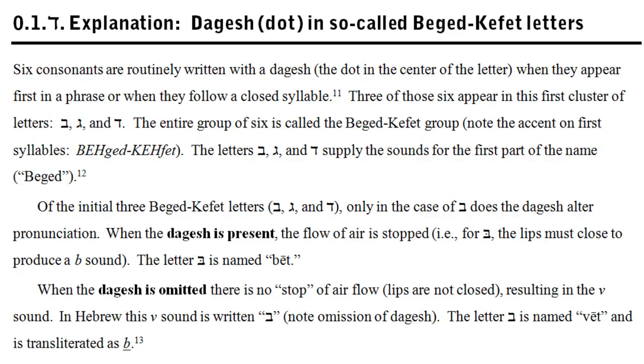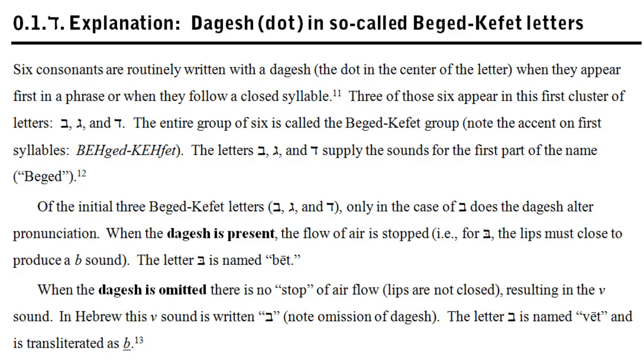Explanation. Dagesh, or dot, in so-called beged kefet letters. There are 6 consonants in the Hebrew alphabet which routinely are written with a dagesh. This is the name of the dot that appears in the center of the letter. This is not a vowel, it is rather a pronunciation aid for the consonant.